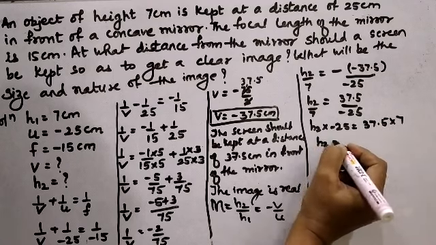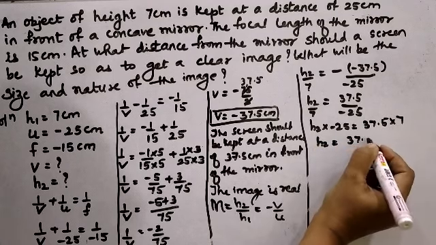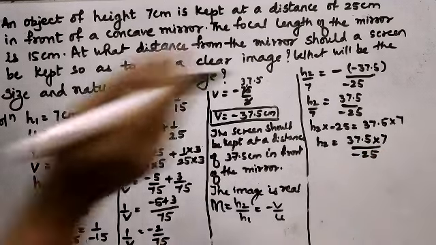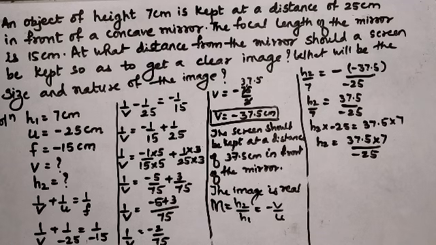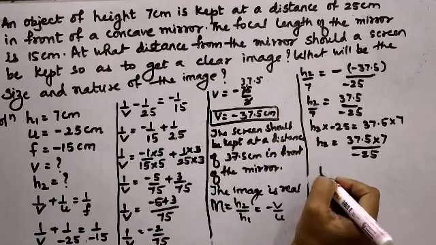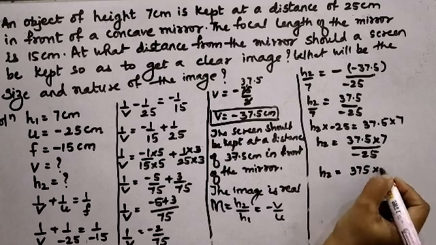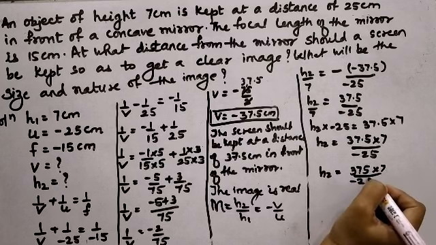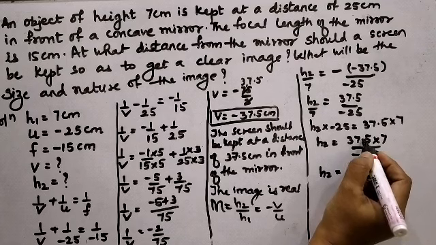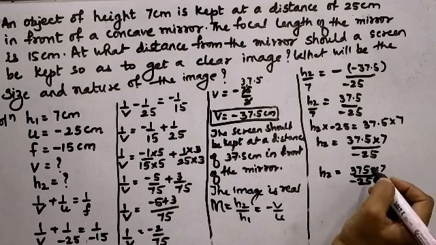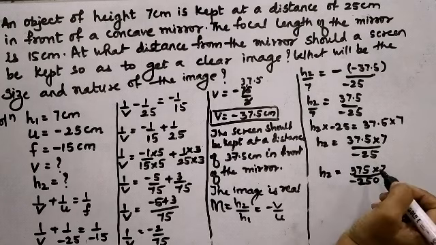So what will be H2? H2 is equal to 37.5 into 7 upon minus 25. If you want to play safe, you can remove the decimal from 37.5 and do the division. So it will be H2 is equal to 375 into 7 upon minus 25. So the decimal is after one place, so I will put 10 in the denominator in order to remove the decimal from the numerator, because the decimal is after one place.